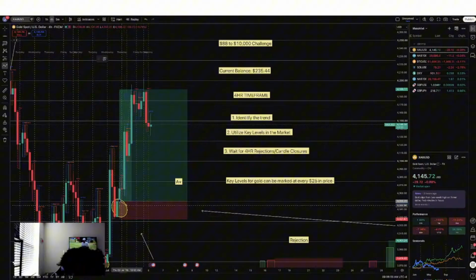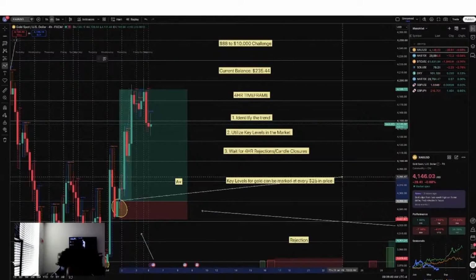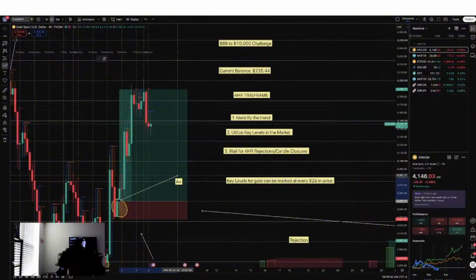Take profit one can be the next quarter point or key level, $25 in price, 4,075. Take profit two can be 4,100. Take profit three, 4,125, and so on and so forth. So now you can use these levels as take profit areas in the market.